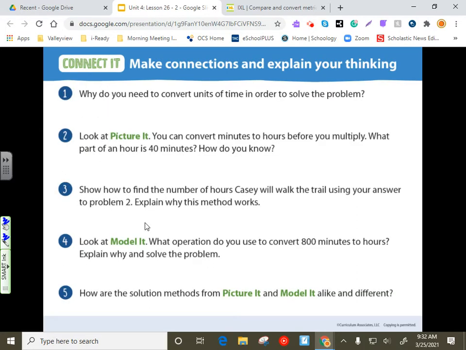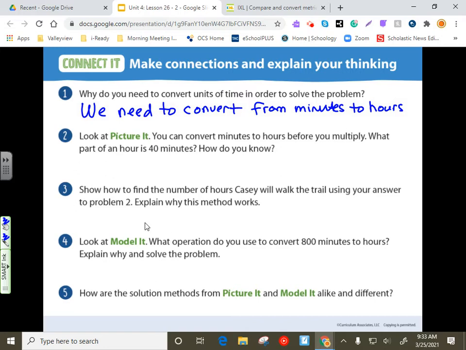All right, number 1, why do you need to convert units of time in order to solve the problem? Because it gives us minutes and we need hours. So we need to convert from minutes to hours. You can convert minutes to hours before you multiply.